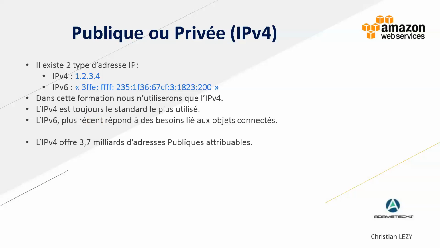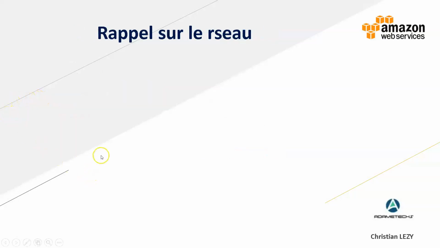IPv4 addresses offer more than 3.7 billion attributable public addresses and are expressed in the following form: 4 bytes ranging from 0 to 255. Quick reminder on the network.